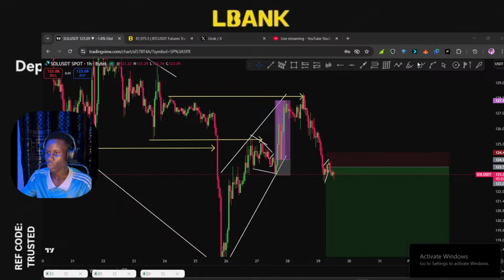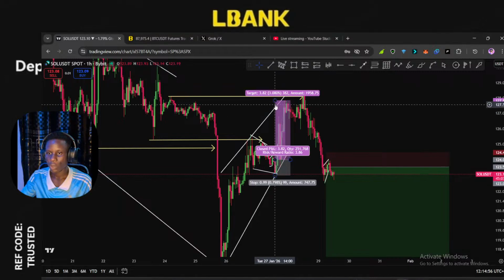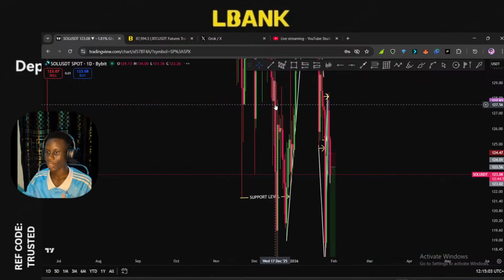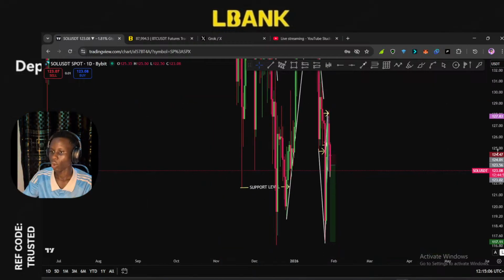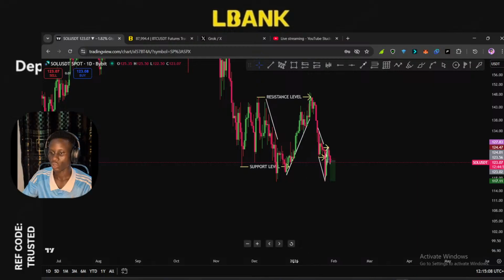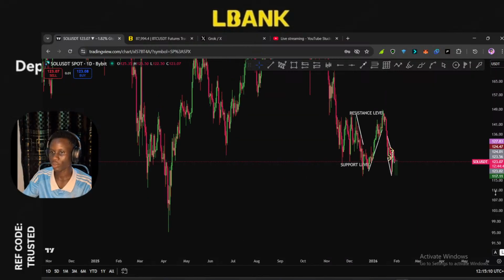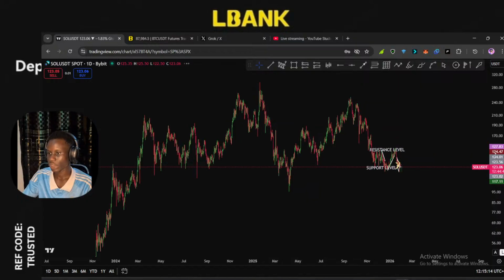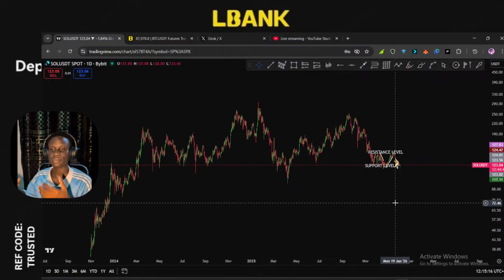So we are going to be starting with our daily time frame, because you need to know how this trend works. That is how to combine your time frames together. That's how to combine everything together. So this is on Solana USDT, right? This is on Solana USDT.